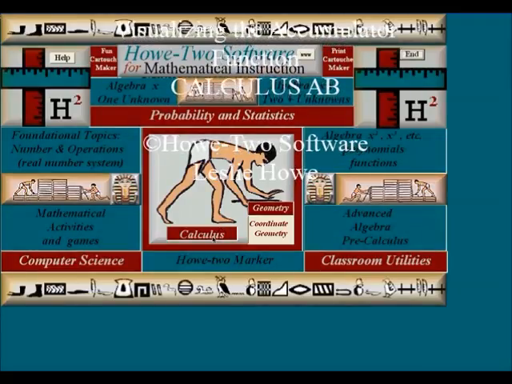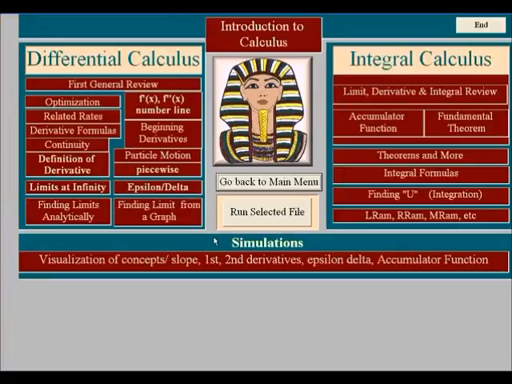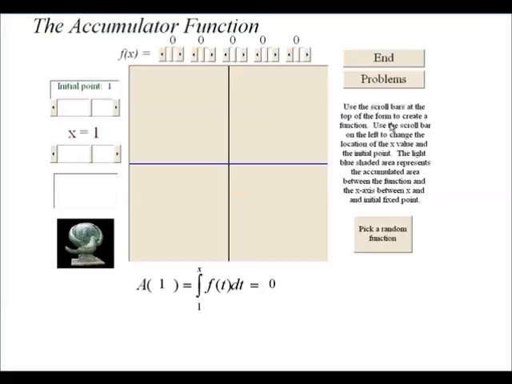We're working on calculus. Let's look at another program. Let's look at the accumulator function. For a long time, I only had this first page of the accumulator function so that the teachers could use it as an illustration. And then I finally added the problems, and I think the problems are very useful for getting the concept of the accumulator function in your mind.